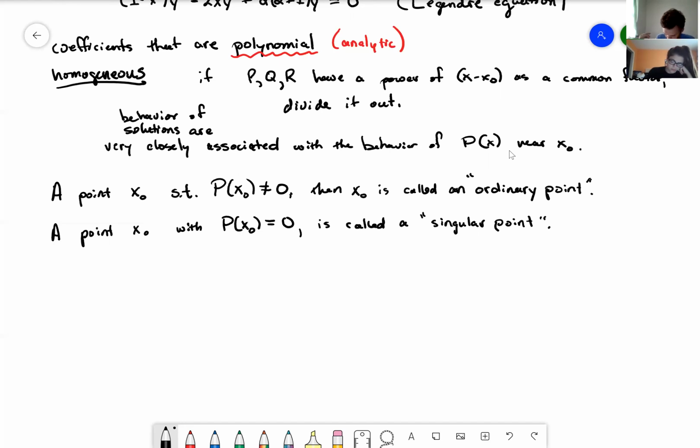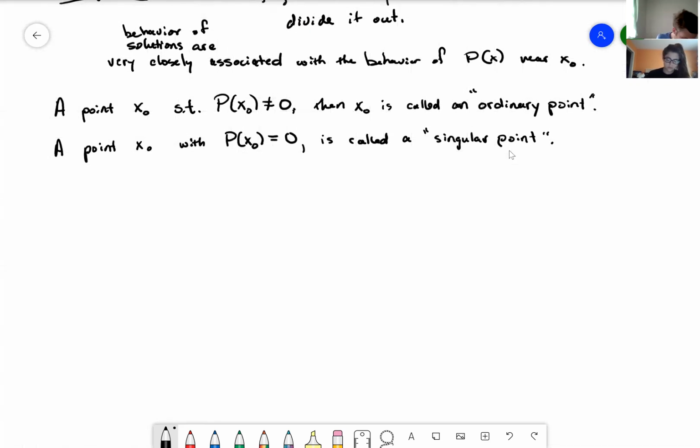Well, this is our first example of the behavior of solutions being closely associated with the behavior of P of x. So if it's actually equal to 0 at x0, then something special happens and we call it a singular point. Otherwise, we'll deal with it in kind of an ordinary way. We'll call it an ordinary point. So we're going to start off with the simplest of these situations. We'll deal with an ordinary point. And we'll also start off with coefficients that are polynomials.